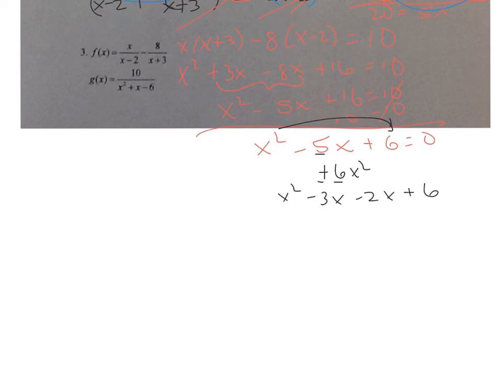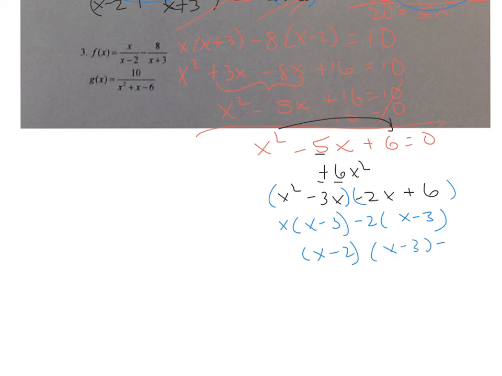We're going to factor by grouping. So I group the first two, group the last two. I get x times x minus 3. Factor out the negative 2 times x minus 3. And we get x minus 2 and x minus 3 is equal to 0. T-chart, we get x is equal to 3 and x is equal to 2.